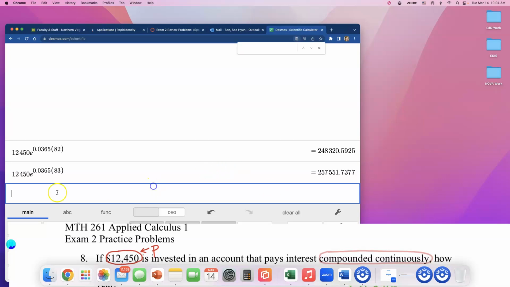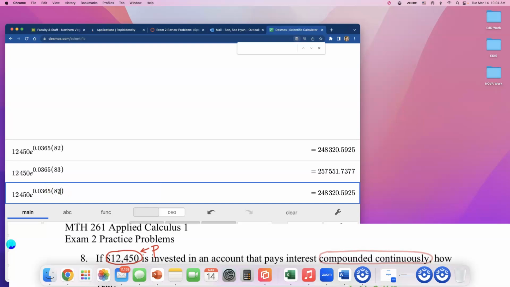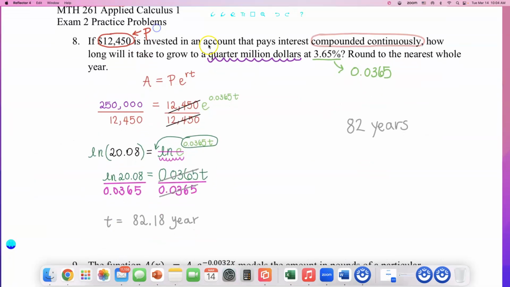But the exact answer would be 82.18 years, and that gets us really, really close to $250,000. This happened because I rounded in the middle of the problem. If I want to be super accurate to catch that $250,000, I'm just playing around, as you can see. But the exact value will be something like that. But 82 or 83 will work just fine.